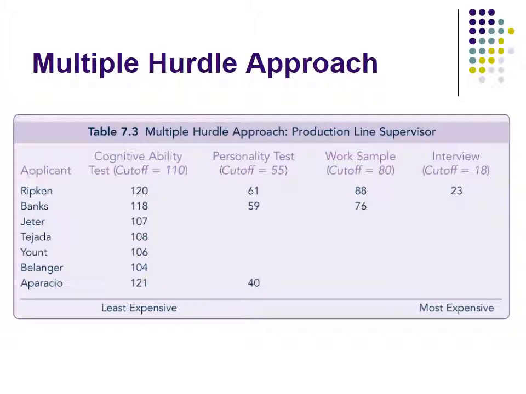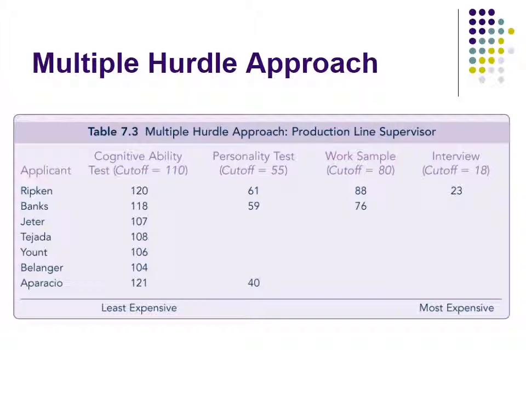So this is just a quick example of how this would work. Again, a multiple hurdle approach, a production line supervisor. The first thing given is a cognitive ability test. Only those that get the cutoff of 110 or higher on the test are allowed to continue. From the initial applicant pool of approximately 7 or 8 people, only 3 get that cutoff of 110 or higher. Those 3 are then given a personality test.